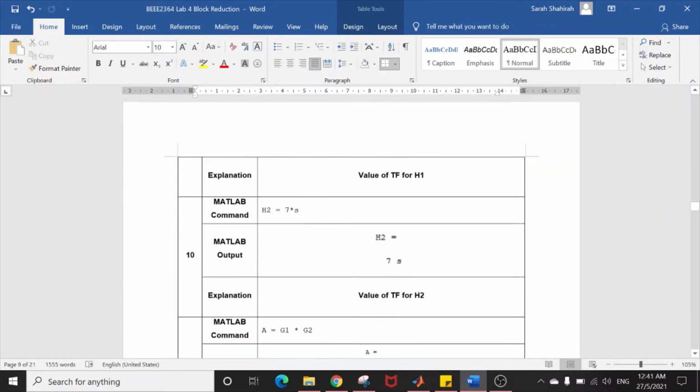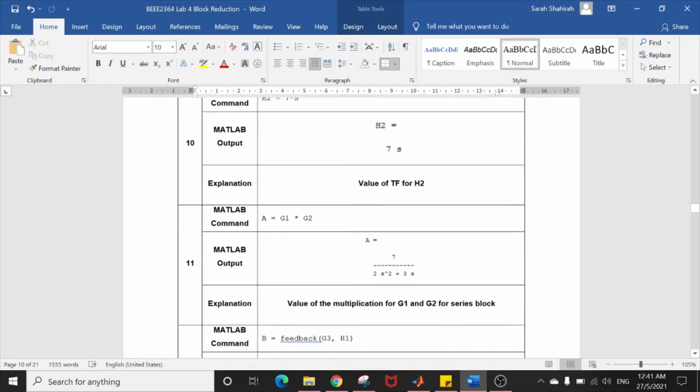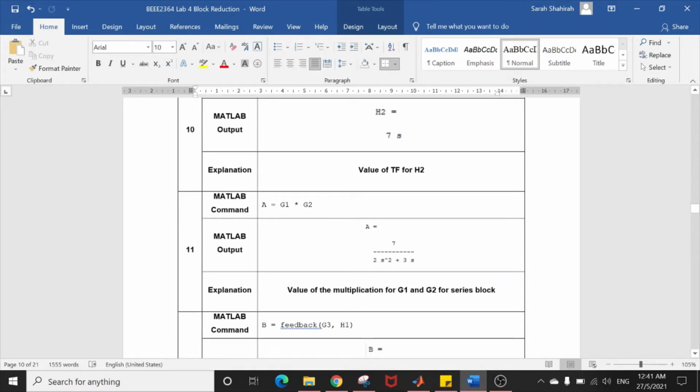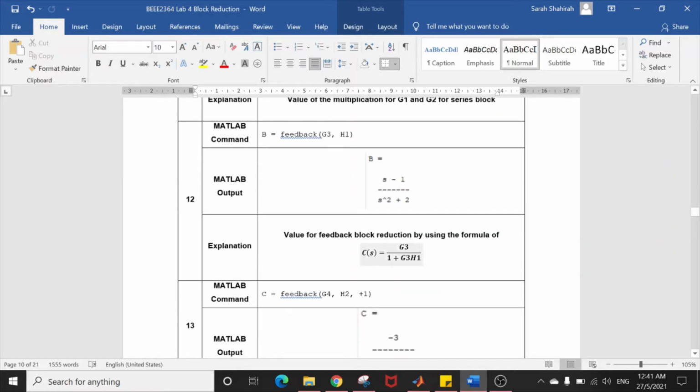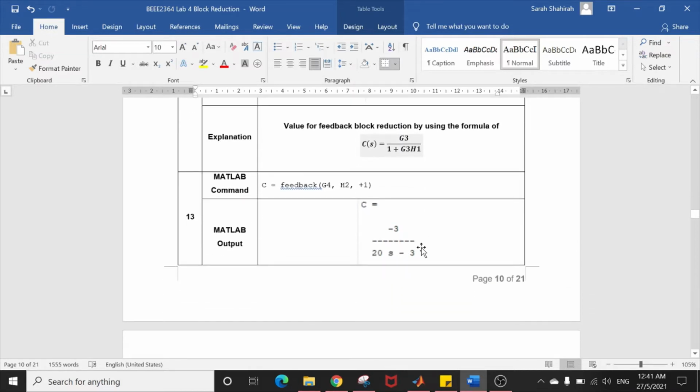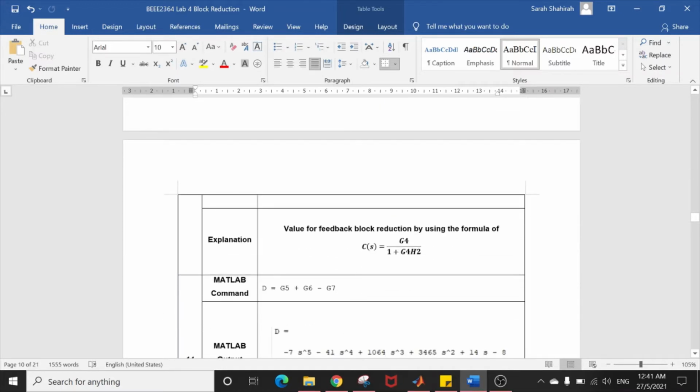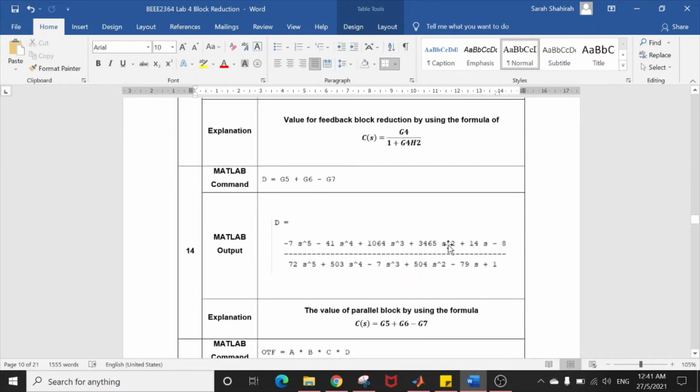G7, and H1, H2, and A is a series for transfer function of G1 multiplied by G2, and then B is the block reduction feedback for G3 and H1 by using the formula G3 over 1 plus G3 H1, and then C is also the feedback for G4 and H2 by using the formula G4 over 1 plus G4 H2.